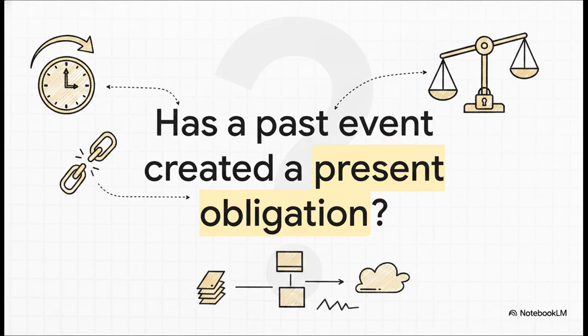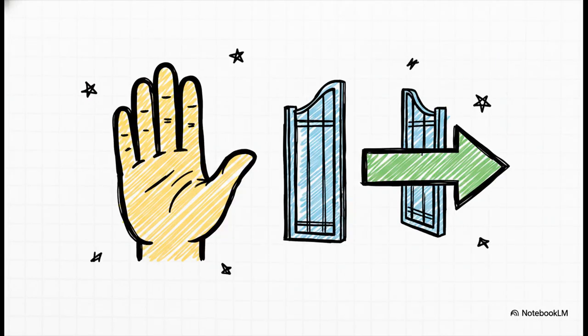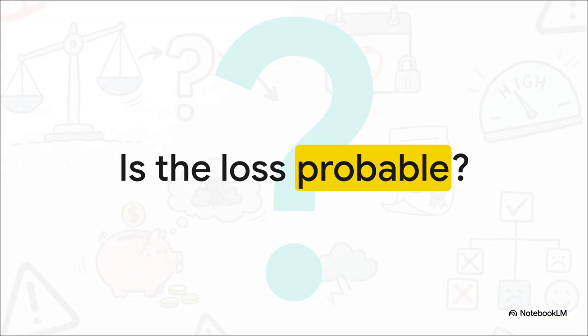Step 1, our first gatekeeper. Has a past event created a present obligation? Essentially, we're asking if we're dealing with an actual contingency or just a general, everyday business risk. The logic is super clean here. If the answer is no, like nothing has actually happened yet to create a real obligation, then it's just a regular business risk. Stop right there. No accrual, no disclosure, you're done. But if the answer is yes, an event has occurred, well, congratulations, you've got a contingency on your hands. Proceed to Step 2.